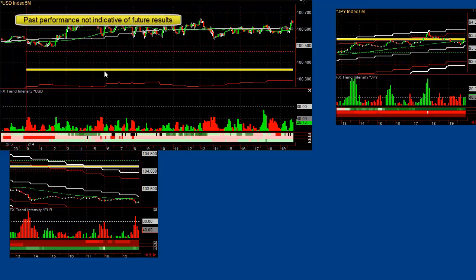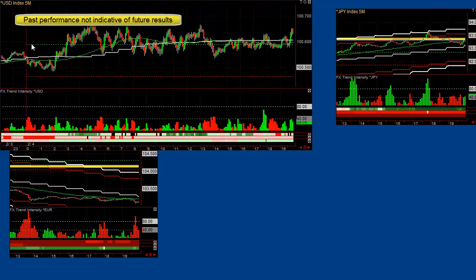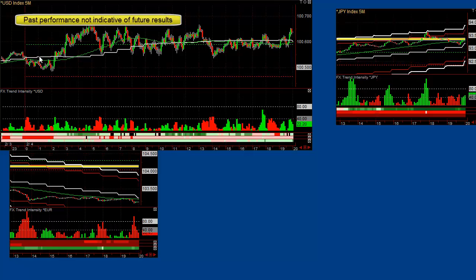You can see a lot of information. Here's the dollar index. Here is Sunday night's high, Sunday night's low. You can see the dollar broke above the previous day's high, which is a very bullish thing to happen. This is the previous day's low. This is the hourly moving average, and the green one is the 15-minute moving average.